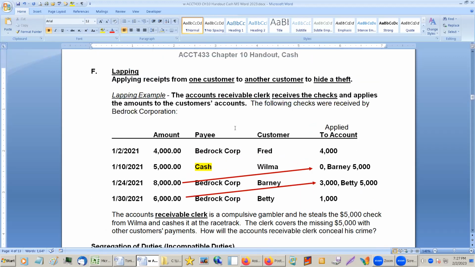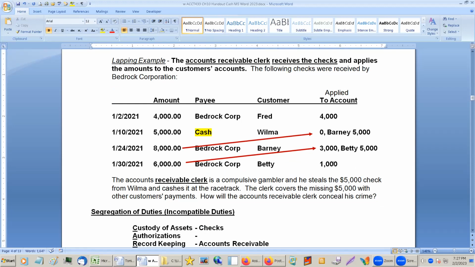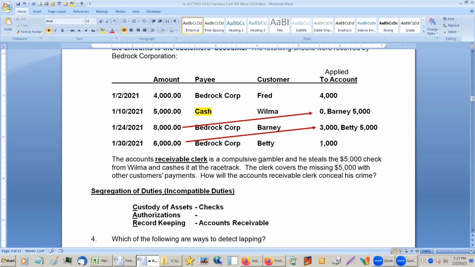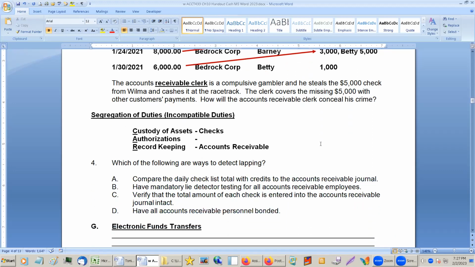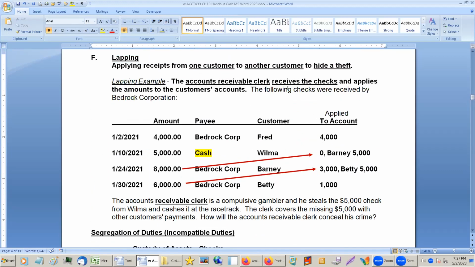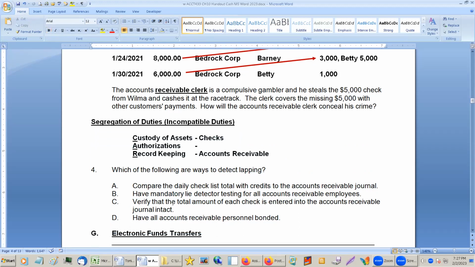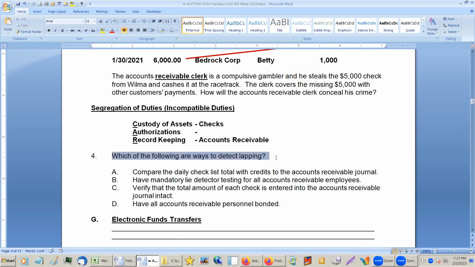Now, the question comes, how often do they do it? And by the way, if the accounts receivable clerk goes to Las Vegas and wins a bunch of money, comes back and pays this off, it's possible that people never find out about it. So, kind of hard to find, and that's another problem with having incompatible duties, it's difficult to know that this is happening.